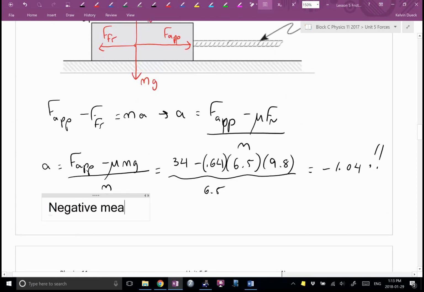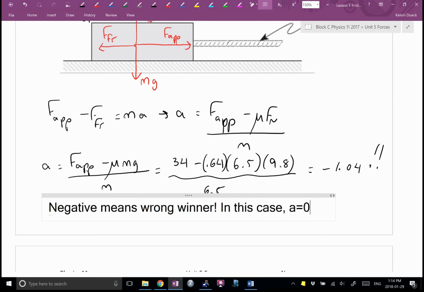Negative means wrong winner. And I'm showing you that now because, Dylan, there are going to be, far down the road, situations that are so much more complicated. I don't know who the winner is. Well, guess. And keep your eye open on your calculator. If you get a negative answer, go fix it. And it's a pretty quick fix. Negative means wrong winner. In this case, a equals zero.